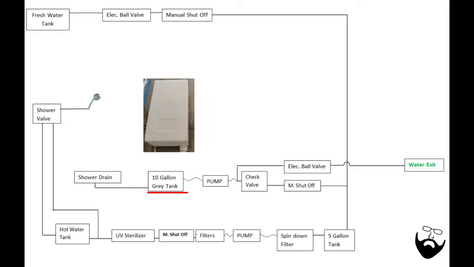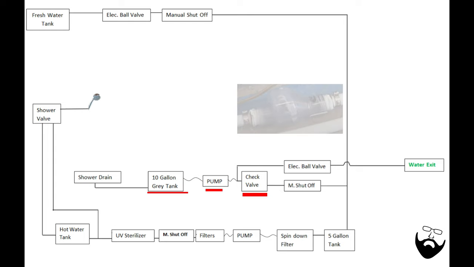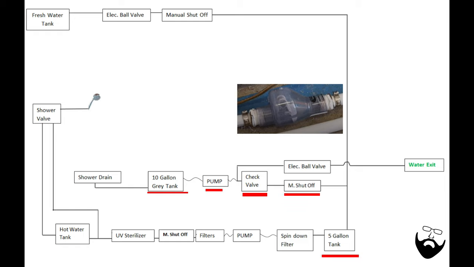From the gray tank, it goes through a flexible pipe into another pump. That pump pumps the water through a check valve. That check valve is there so that water doesn't flow and fill the gray tank instead of filling the 5-gallon tank when you're putting new water into the shower system. So it flows through that check valve, through a manual shutoff, and back into the 5-gallon tank to be used again. And the cycle happens all over.